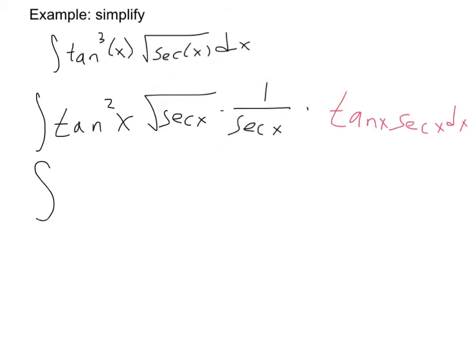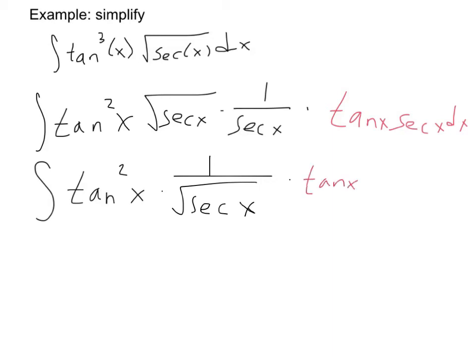When I do this, I'm going to see, oh, I have tangent squared x. Then here, where I have the square root of secant x over secant x, that's just going to end up being 1 over the square root of secant x, when it's all said and done. And I'll still have my tangent x secant x dx over here, right?